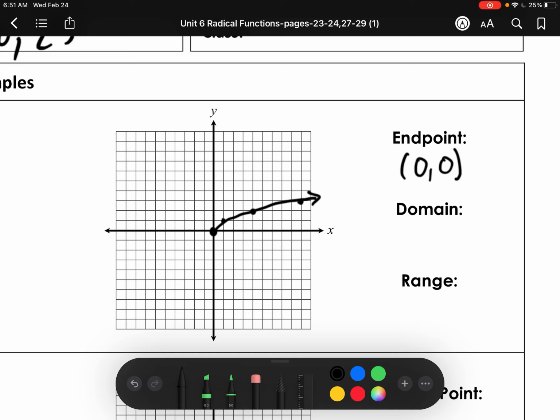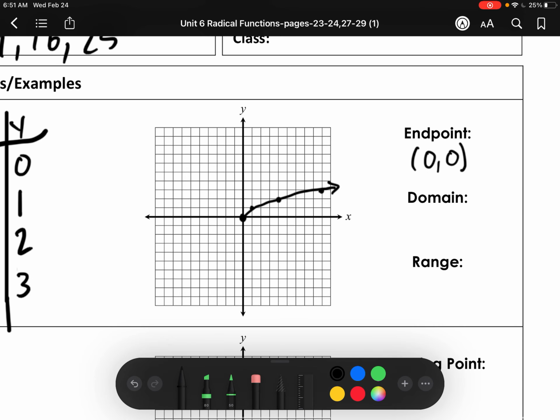However, in an odd root function, you're not going to have an endpoint because you can plug in negative numbers into odd root functions. So like the cube root, you can take the cube root of a negative number, the fifth root, the seventh root, all those odd roots you could take of a negative number.